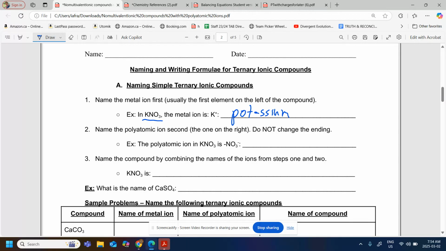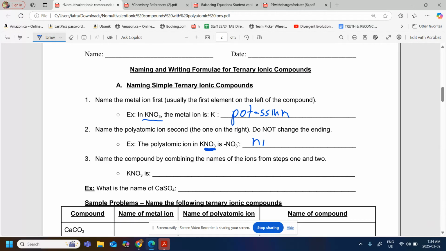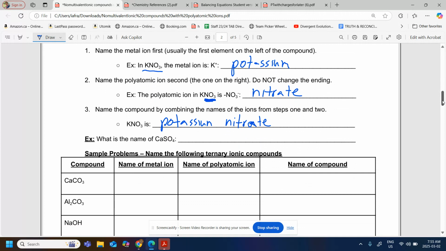The second part is you have to name the polyatomic ion. So you have NO3. You go look in your table here and you find NO3. Look at what's inside the bracket. It doesn't really matter what the charge is right now. Look at the NO3. It's not NO2, it's NO3. So because it's NO3, we know that's nitrate. So that means that this is simply potassium nitrate. We don't change the ending of the polyatomic ion. You just name them as you see them. And that's why they're a bit more straightforward, because there's no rule where you have to change that ending of the polyatomic ion.